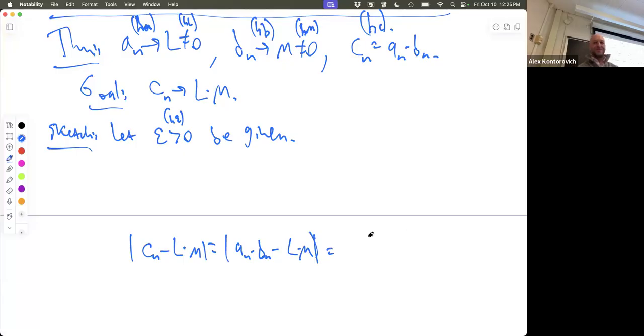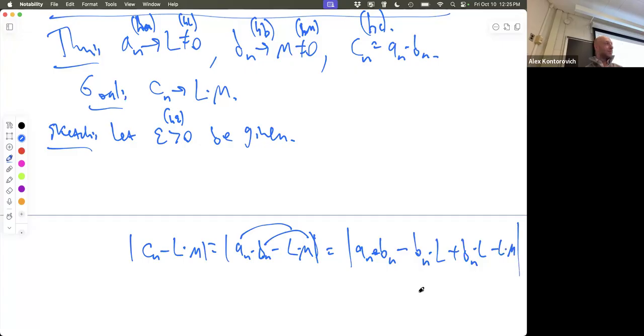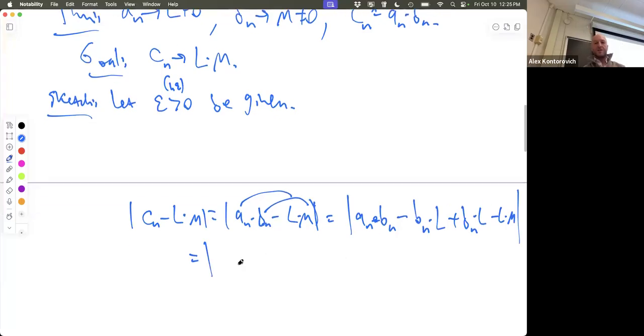Joe? Exactly. Add and subtract. Only change one of them at a time. If we change both A to L and B to M, that's too much. So we're only going to change one of them at a time. Add Bn times L and subtract Bn times L, and then minus L times M. And in fact, a better way to group that is to write this as Bn times (An minus L) plus L times (Bn minus M). Okay, does that make sense?